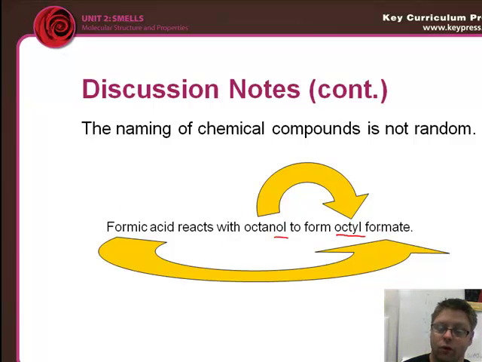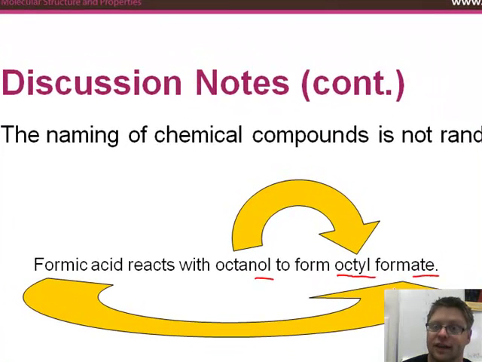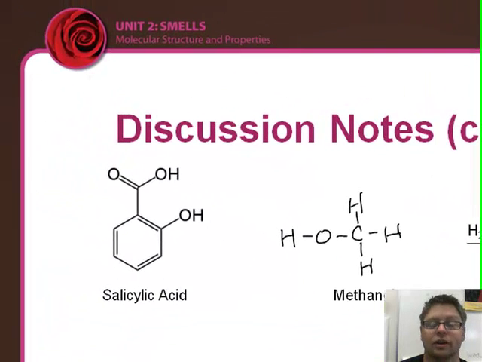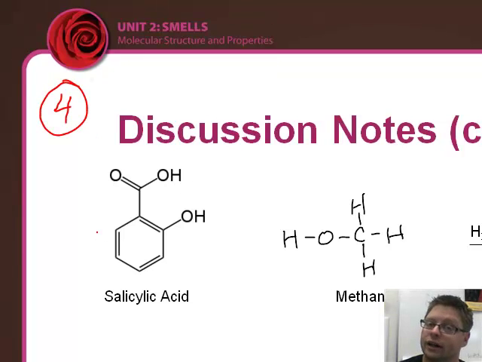And then the formic changes to a formate because of the presence of the ester bond. This octyl formate is an ester molecule. Formic acid is a carboxylic acid. Octanol is an alcohol. Octyl formate is an ester molecule. Now, when we took in test tube number 4, this is not in your lab manual.